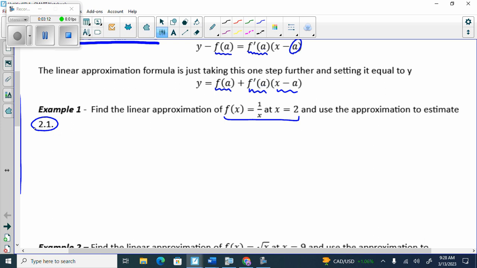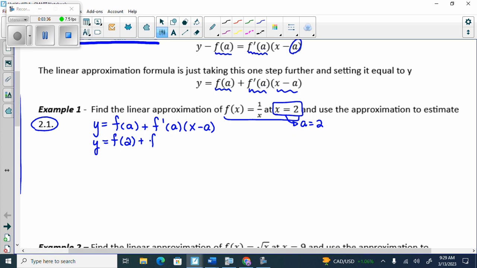So that's what we're going to do and set us up. The formula is y equals f of a plus f prime of a times (x minus a). Our a in this case just happens to be our x, which is 2. So we know our a is 2, so we're going to fill that in. We're going to get y equals f of 2 plus f prime of 2, and then (x minus 2).